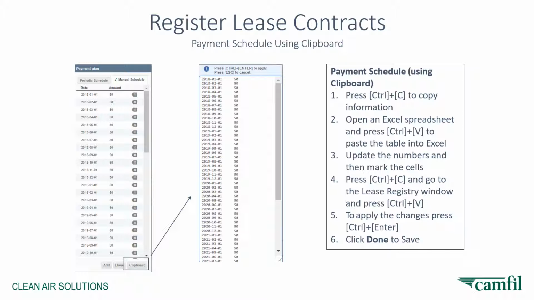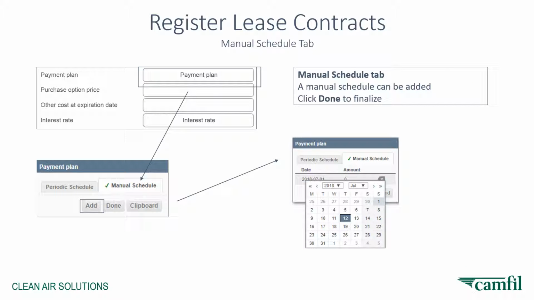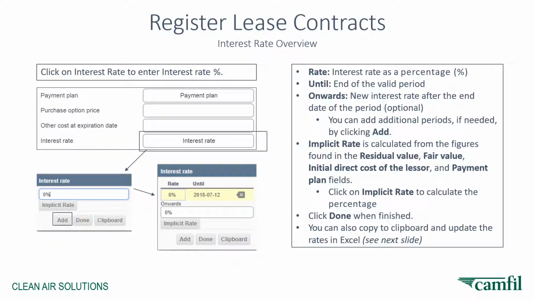Keep in mind, you can also change values in the schedule by copying data from RO Lease and then pasting it into an Excel table. In Excel, you can update the numbers, mark the cells, copy, and then paste into the lease registry window. To apply the changes, press Ctrl and then Enter, and then click Done to save. Another way to do this is to select each date and a corresponding amount, and then click Add in between each payment line item. Let's move on to interest rate.